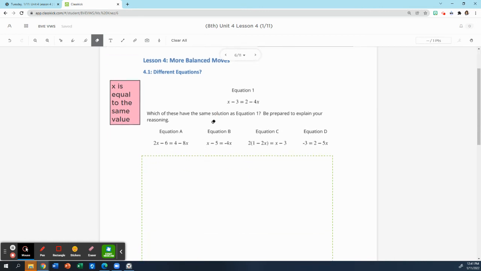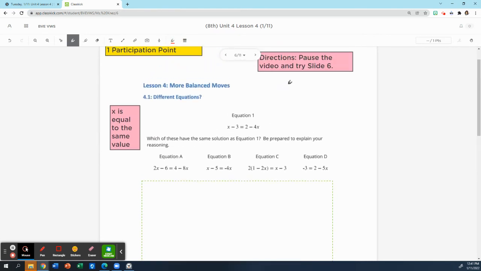So there are multiple correct answers to this problem, and there's a few ways that you could have thought of it. The first way to think of it is you could find the solution to the equation. So I know that I have x minus 3 equals 2 minus 4x. Let's see if I can type this to stay a little bit neater. Let's say that I decide to add 3 to both sides of my equation. If I add 3 to both sides, I end up with x is equal to 5 minus 4x.